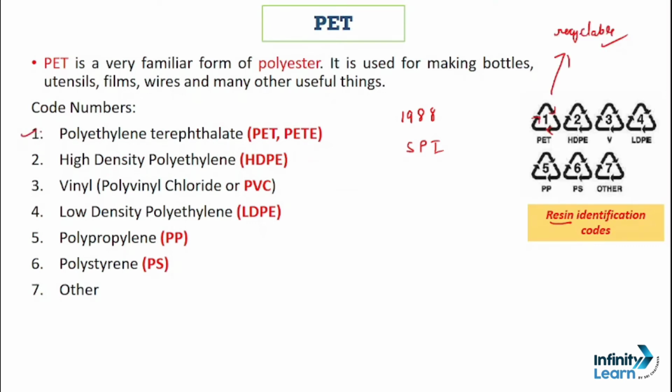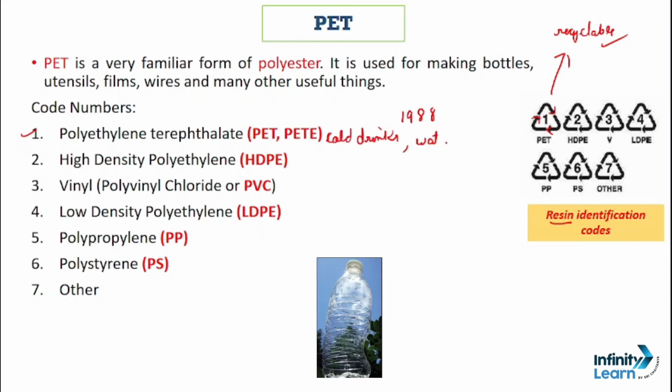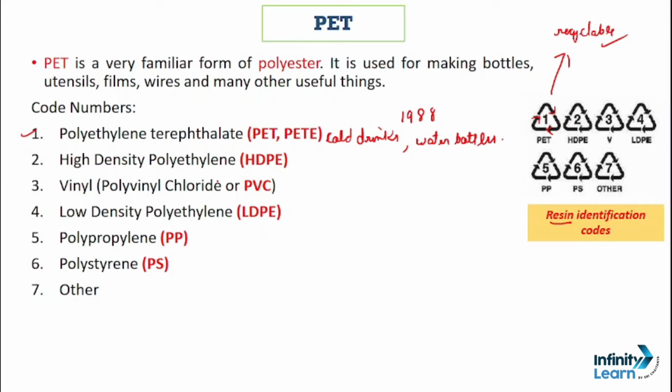So these are the code numbers: the first, second, third, fourth, fifth, sixth and seventh. Our first code number is PET, and the full form of PET is polyethylene terephthalate. It is also denoted by PETE. It is basically a single-use plastic, and the products made from it are cold drinks, soft drinks, water bottles, etc. It is a single-use plastic and it can easily be recycled.